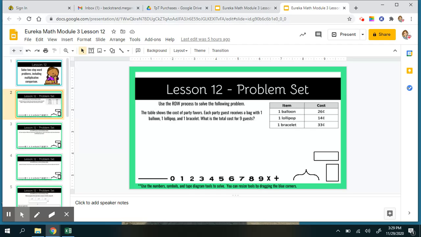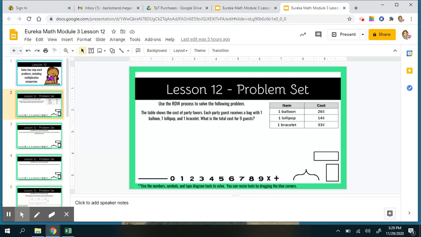So we are going to do this first one, and it says use the RDW process to solve the following problem. RDW means read, draw, and write, very similar to our Foursquare. If you prefer to use the Foursquare to solve these, that's fantastic. You absolutely can do that. But I'll show you what it'll look like using tape diagrams to solve.